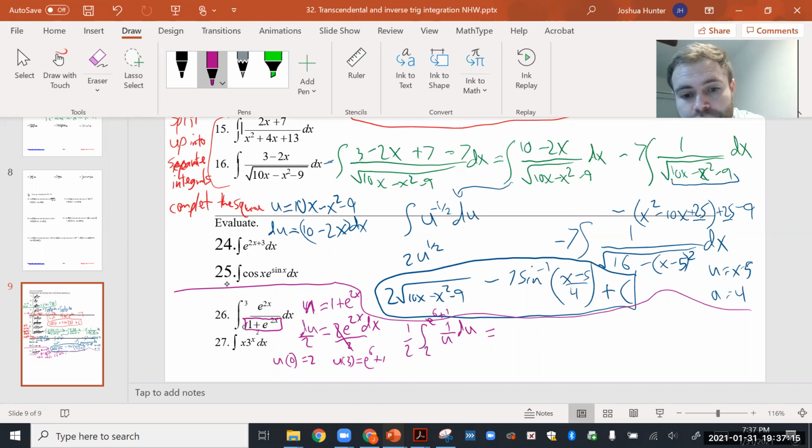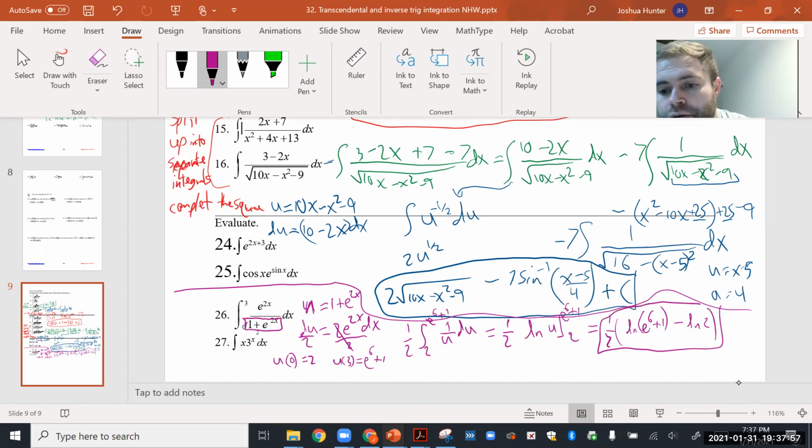Now to evaluate this, the antiderivative of 1 over u is the natural log of the absolute value of u. So 1/2 natural log of u, and I don't need the absolute value because the upper and lower limits are both positive, evaluated from 2 to e to the 6th plus 1. Now we plug in the upper and lower limits. Okay, so it's been 52 minutes. Let me just finish this real quick. That'll be natural log of e to the 6th plus 1 minus natural log of 2. And there we go. That's how we get that answer.